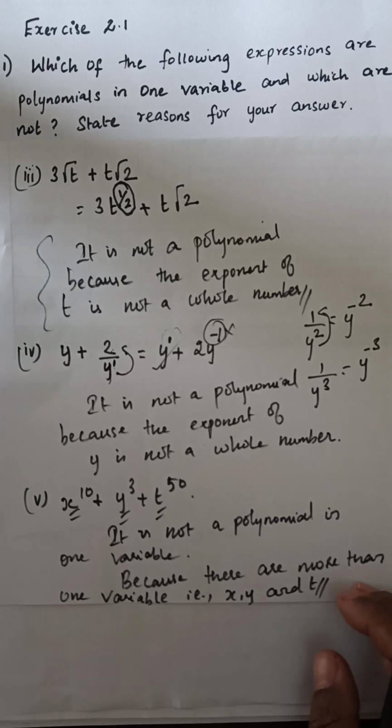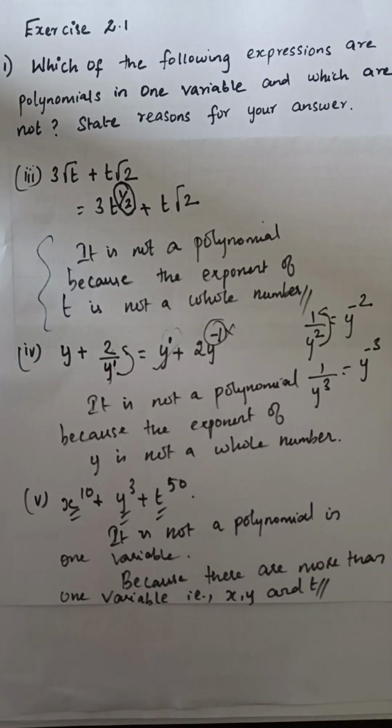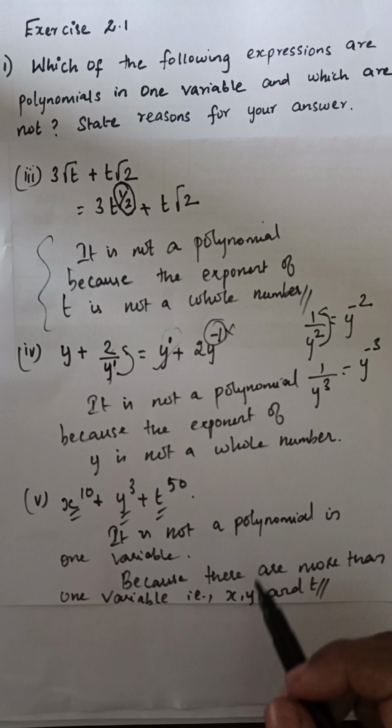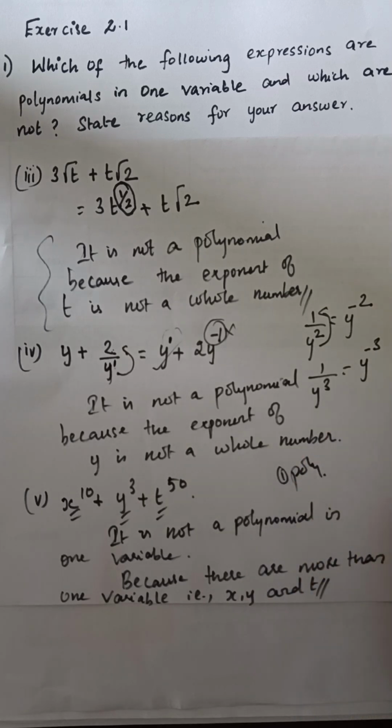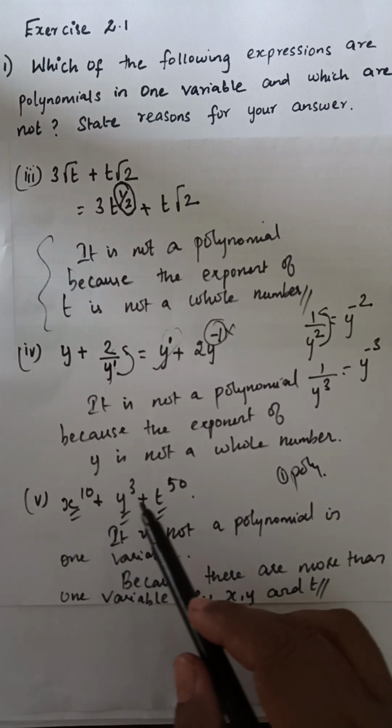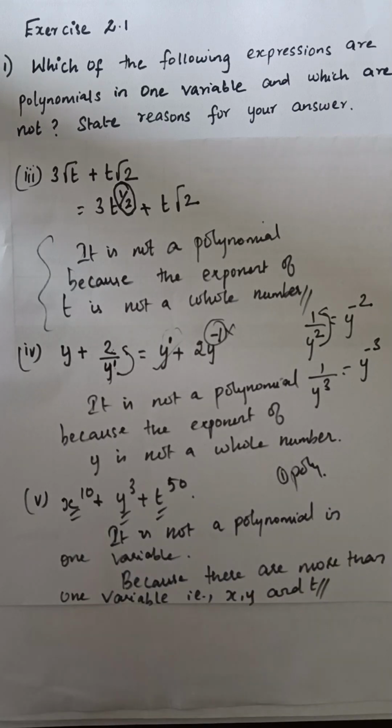So that's the thing. You have to check only two things. The first thing is whether it is a polynomial or not. So the exponent should be a whole number. Otherwise, it is not a polynomial. And the other thing is you have to check the variable. If there is more than one variable, you can simply write it is not a polynomial in one variable.